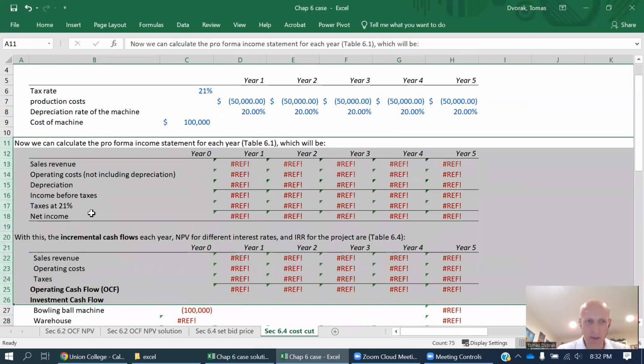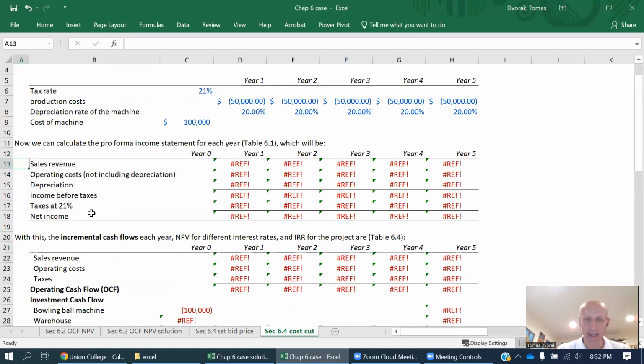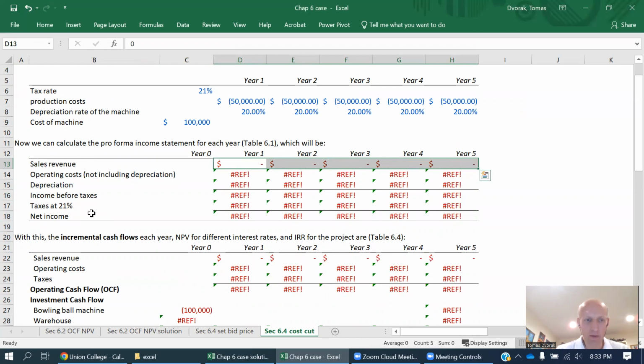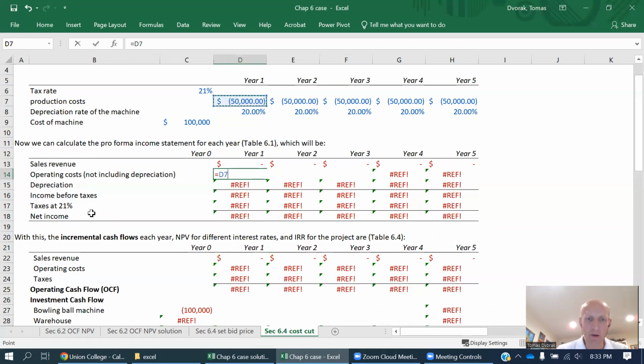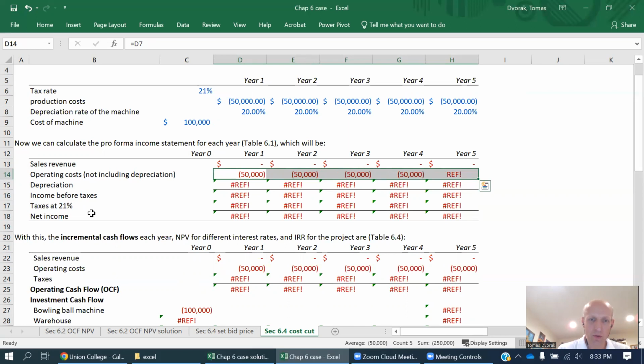Control minus. Now we're going to calculate net income. Sales revenue. So sales revenues don't change. So buying this machine doesn't change sales revenue. So incremental sales revenue is 0. I can just Control R that across the board. Operating costs. The incremental operating costs are now negative 50K from here, so we can Control R that as well.